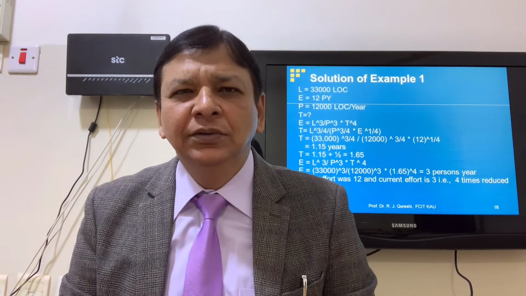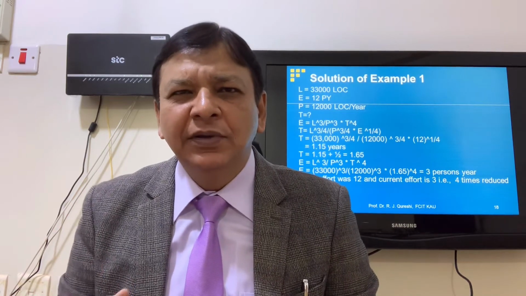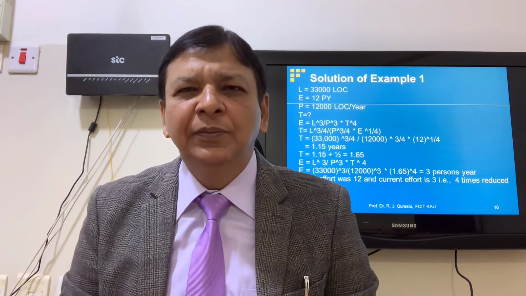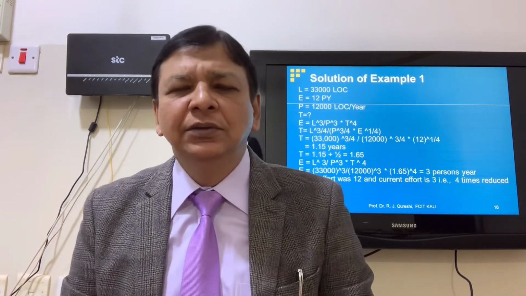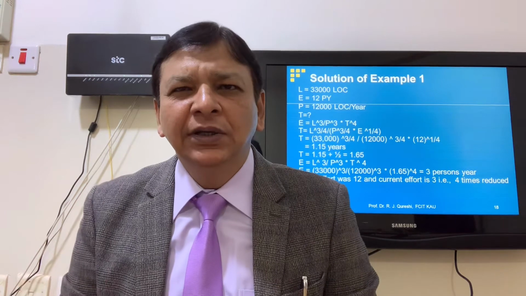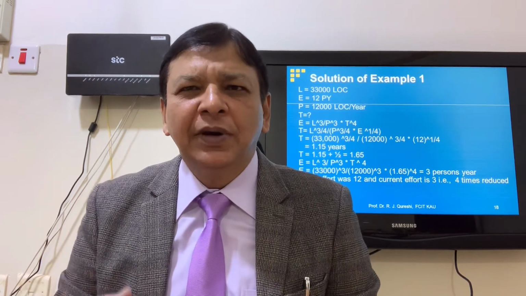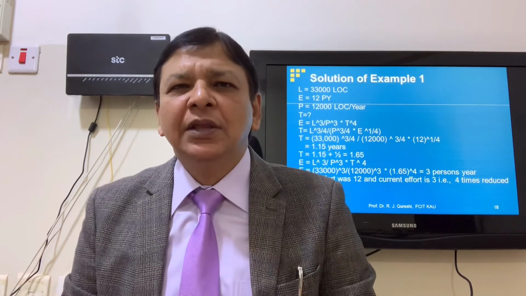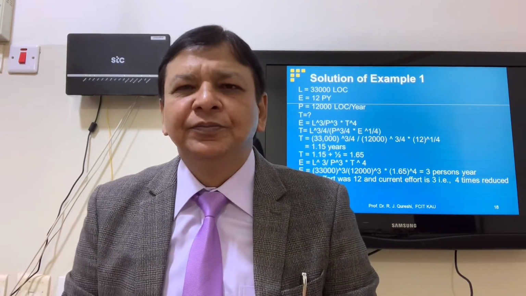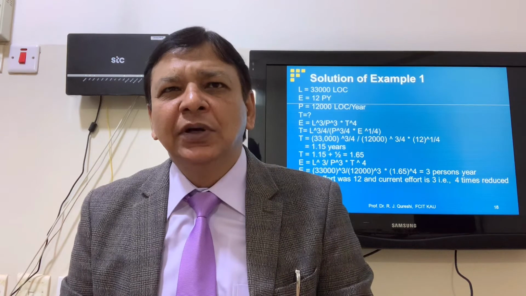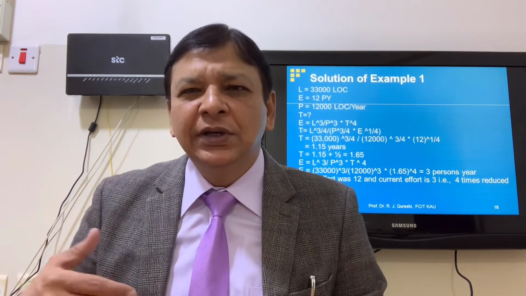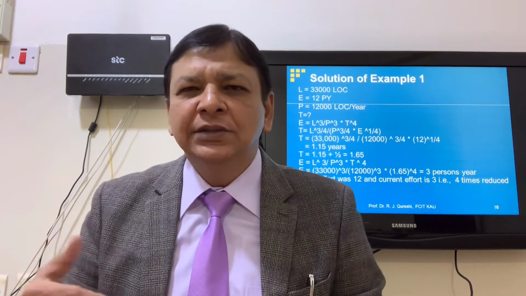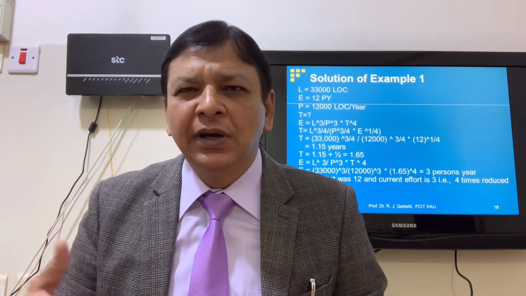Effort E is equal to L^3 divided by P^3 multiplied by T^4. E is equal to 33,000^3 divided by 12,000^3 multiplied by 1.65^4. That is equal to 3 person-years. So our initial effort was 12 person-years. So it was decreased 4 times by just increasing the time for 6 months. That is proving the Putnam-Norden relation curve.